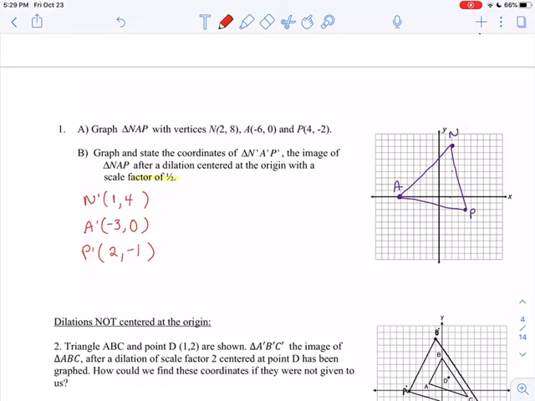A is -6, so half is -3. Half of 0 just stays 0. P is 4, -2. Half of 4 is 2. And half of -2 is -1.